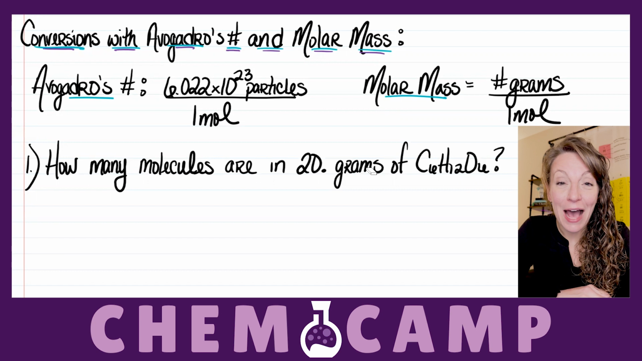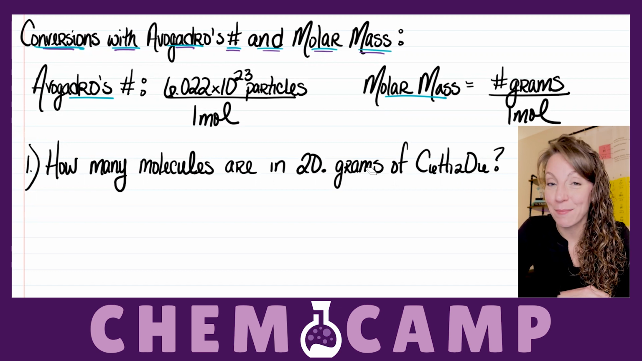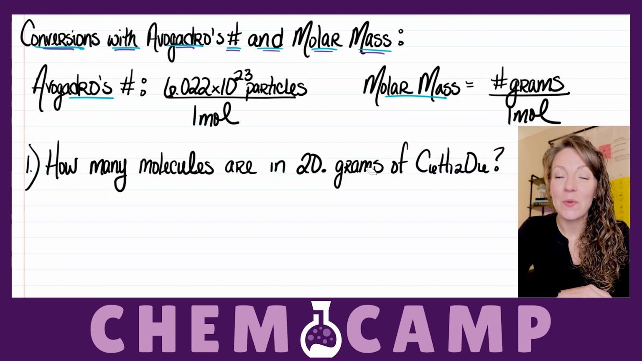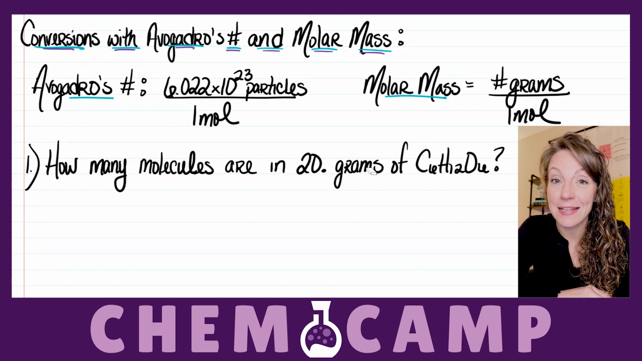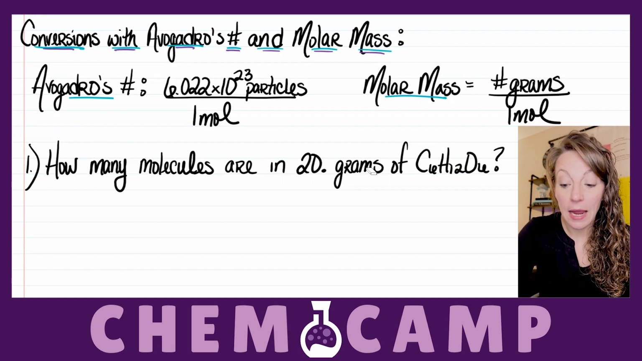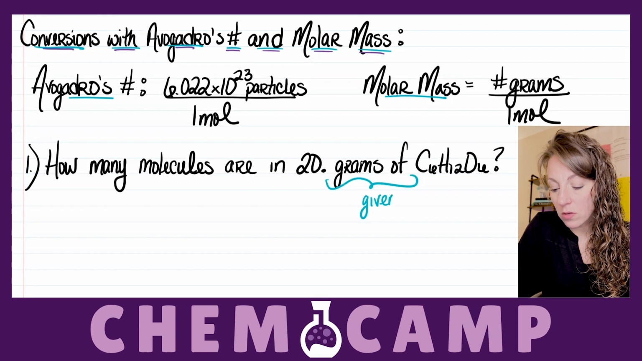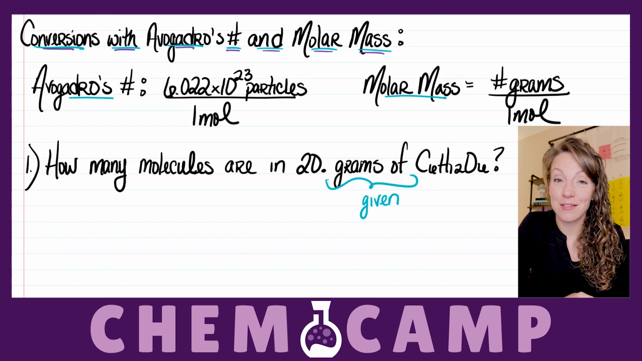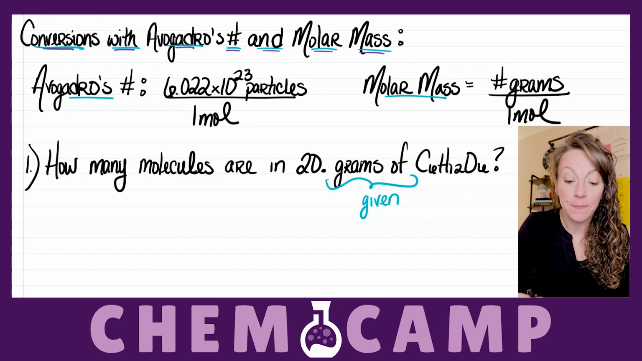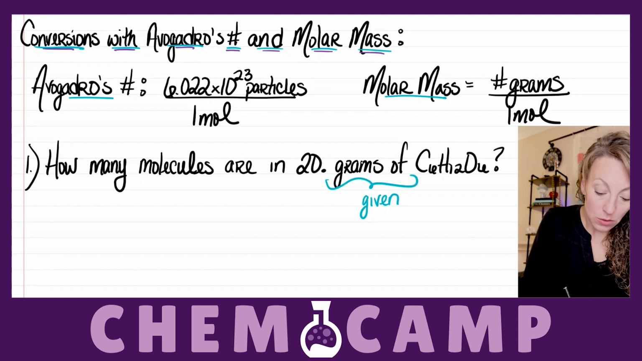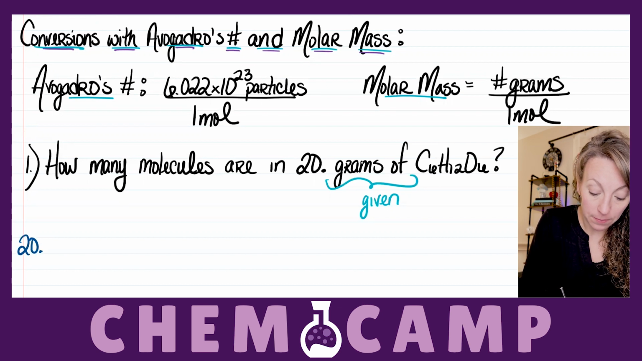Let's take a look at how these can be applied to conversions in number 1. Number 1 asks, how many molecules are in 20 grams of C6H12O6? Well, with these types of problems, I highly encourage you to pull out what I refer to as the given. It's going to be a number and a unit, and they give it to you to start with. So that 20 grams of C6H12O6, that's going to be our given, and we're going to write that to the left side of our paper.